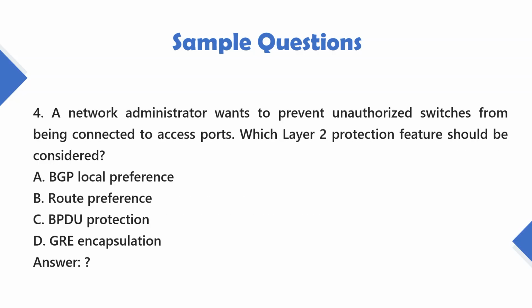4. A network administrator wants to prevent unauthorized switches from being connected to access ports. Which Layer 2 protection feature should be considered? A. BGP local preference. B. Route preference. C. BPDU protection. D. GRE encapsulation.